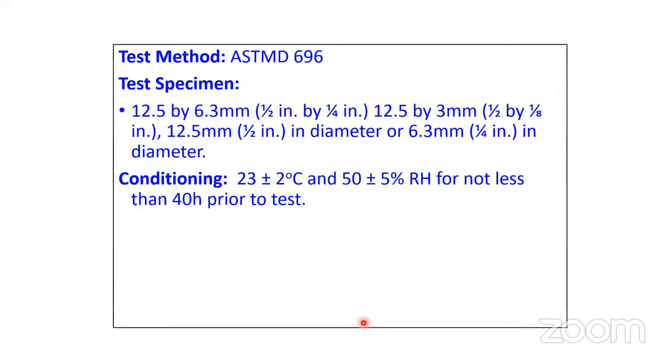So what kind of test methods are used here? These tests are analyzed using the standard test method ASTM D696. The test specimen sizes and conditioning of the specimens have been presented over here.